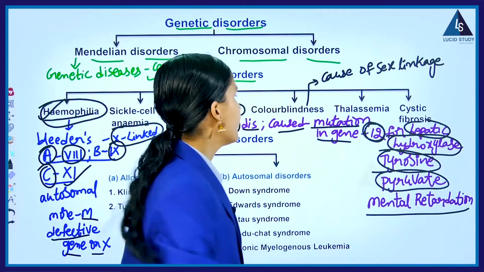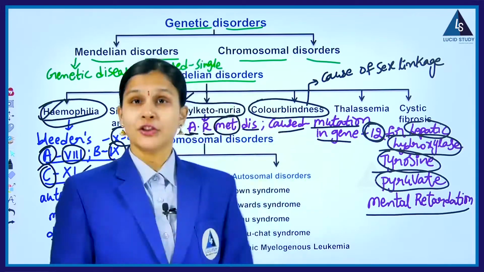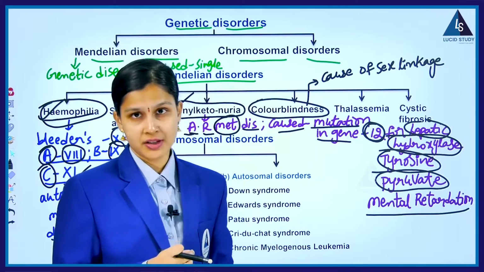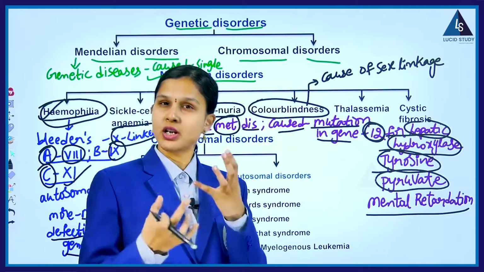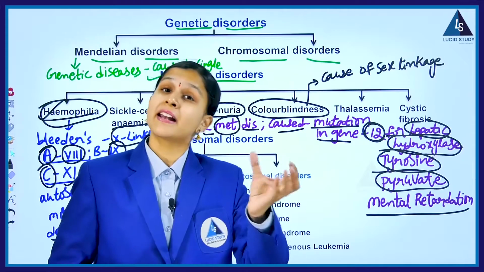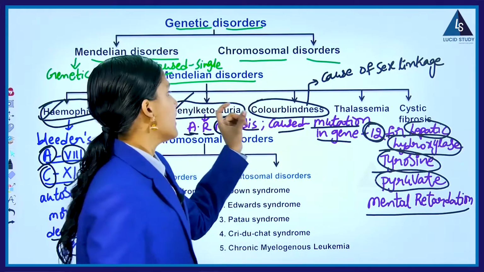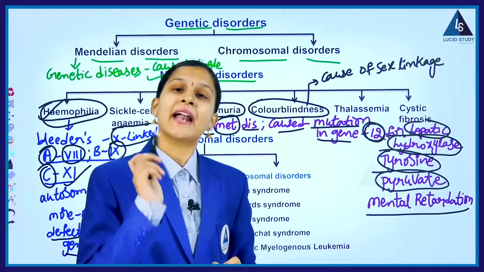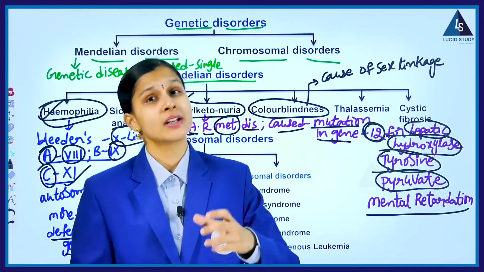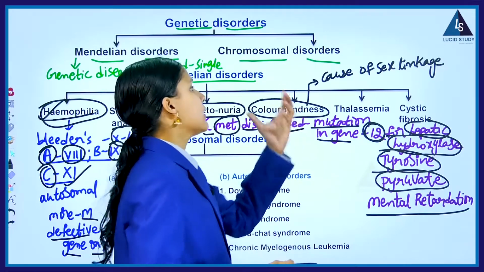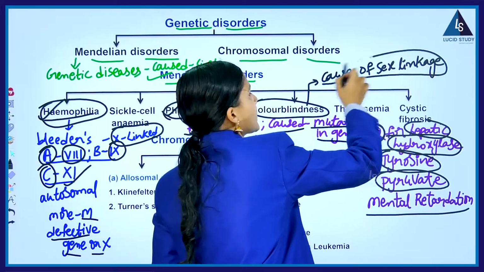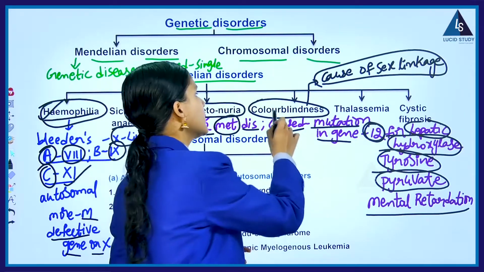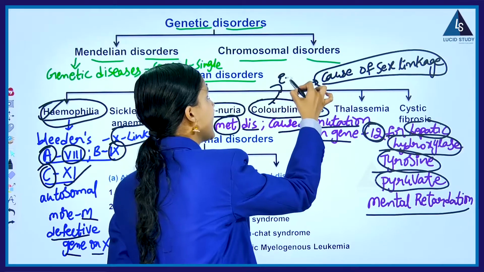Next, coming to color blindness. Individuals with color vision deficiency will not be able to differentiate between certain colors, especially red and green. Red color blindness is known as protanopia, and green color blindness is known as deuteranopia. The cause of sex linkage is the presence of certain genes on the X chromosome. For this you have to write an example.